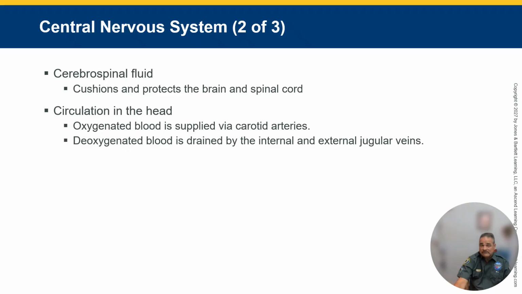Cerebrospinal fluid is the fluid that cushions and protects the brain and the spinal cord. We have circulation within the head itself. Oxygenated blood is supplied via carotid arteries, okay? And then the deoxygenated blood is drained by the internal and external jugular veins. So oxygen goes in, carbon dioxide comes out. And it's directly the heart that makes that happen. Through the carotid arteries, the oxygen goes in. Through the jugular, both external and internal, they return the unoxygenated blood back to the heart or back to the lungs to be reoxygenated. Quick, simple circulation.